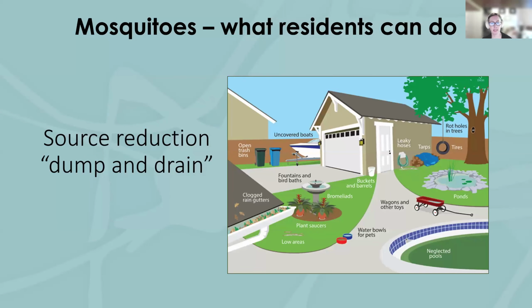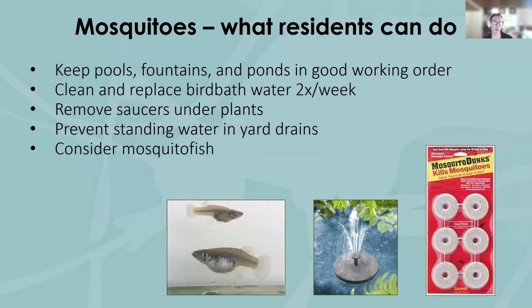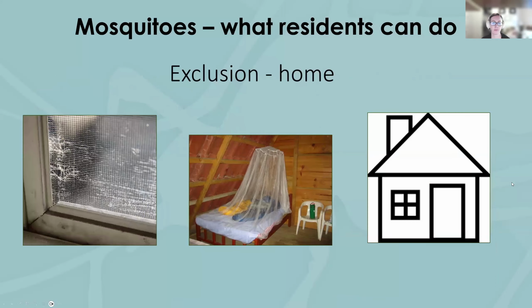So some of the things residents can do include source reduction in your own yard, keeping pools and fountains maintained, replacing bird bath water, dumping out standing water from saucers under plants, considering if you have an appropriate location for mosquito fish, and over-the-counter mosquito control products that are based on BTI. Excluding mosquitoes from your home by keeping window screens in good repair.